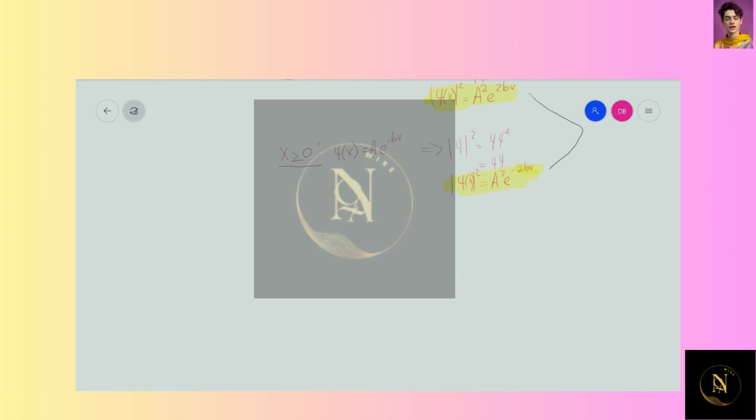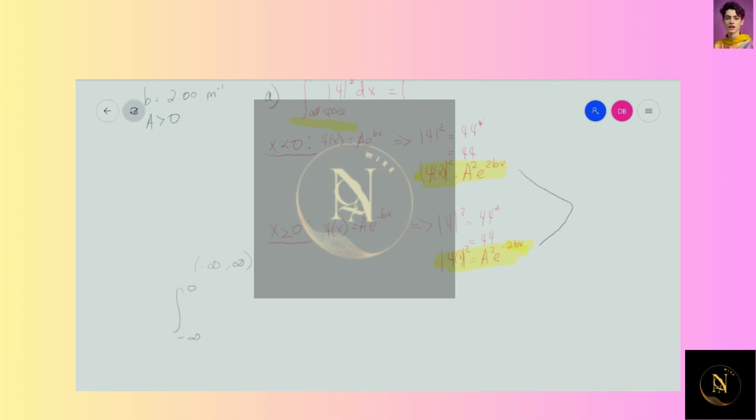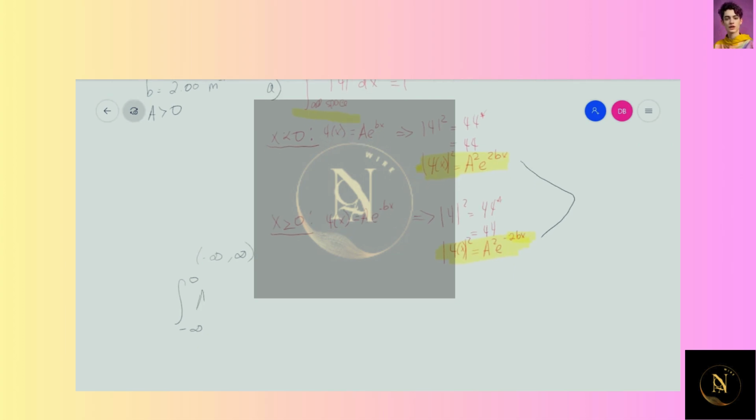We need the integral over all space, which is from negative infinity to positive infinity. From negative infinity to 0, in other words x less than 0, psi squared is a squared e to the 2bx. And for the second part, over the interval from 0 to positive infinity, psi squared is a squared e to the negative 2bx. Now this needs to be equal to 1.